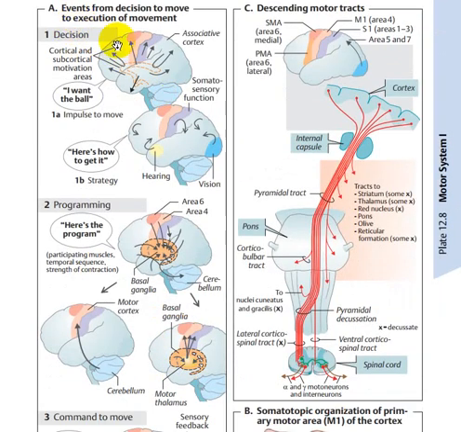When you want to move the body, let's say now in this case I want to move my arm. So this part of the tutorial involves now how to control the motor system. So now we have the events from decision to move to execution of the movement. So now we start first with decision.